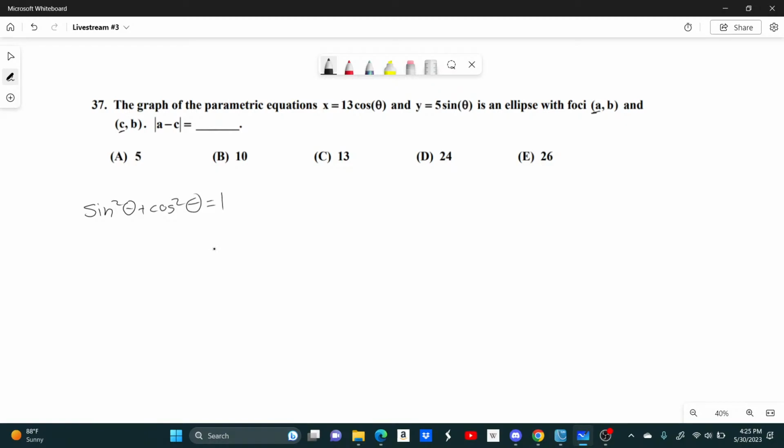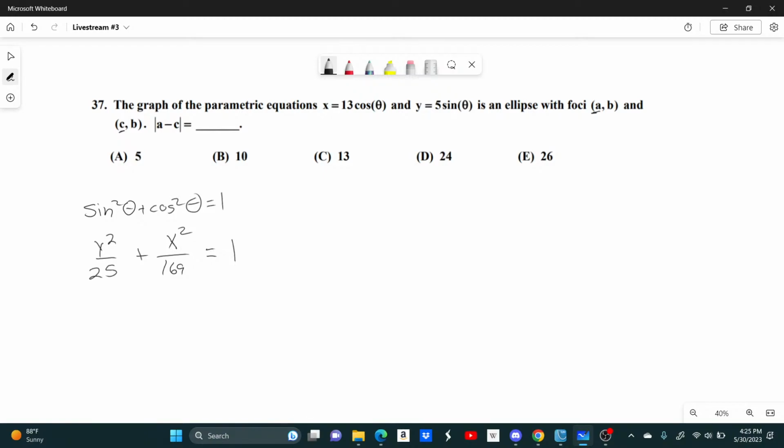So using this, sine of theta would be y over 5. So sine squared would be y squared over 25. And then by the same logic, cosine squared would be x squared over 169. And that equals 1. So, the general form, here, let me make this look more like an x.